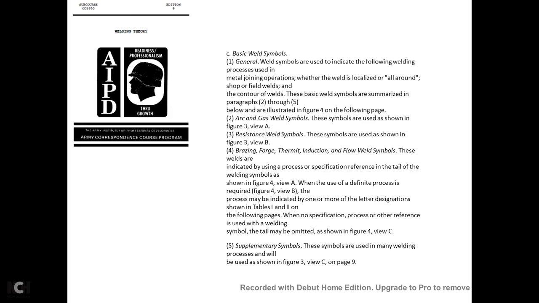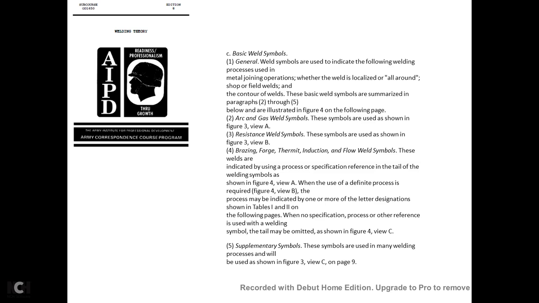Arc and gas welding symbols. The symbols are used and shown in figure 3, view A. Resistance weld symbols are shown in figure 3, view B. Brazing, forging, thermit, induction, and flow welding symbols. These welds are indicated by using the specification reference in the tail of the welding symbols shown in figure 4, view B.